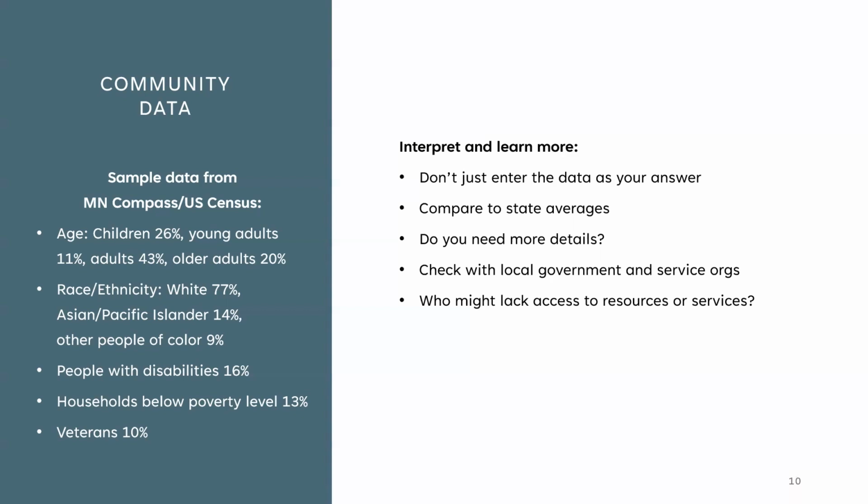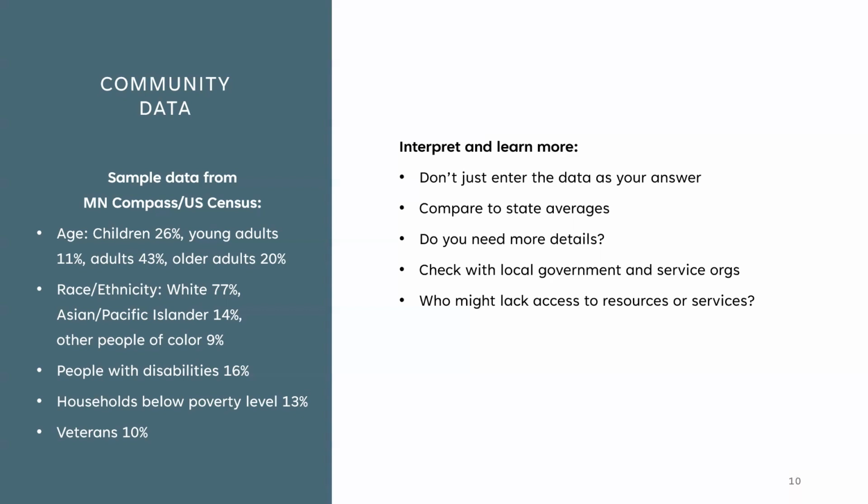You could do something like compare some of these numbers to state averages. The US Census site has averages that it compares to for all of these demographics. So for instance, people with disabilities, the Minnesota average is 12%. So we can tell in this community we have a higher percentage of people with disabilities. Our households below poverty level, the state average is 9%. Again, at 13% here, this has a higher percentage. And veterans, our state average is 6%. So again, we've got a higher percentage of veterans. So that's something we might want to find out.